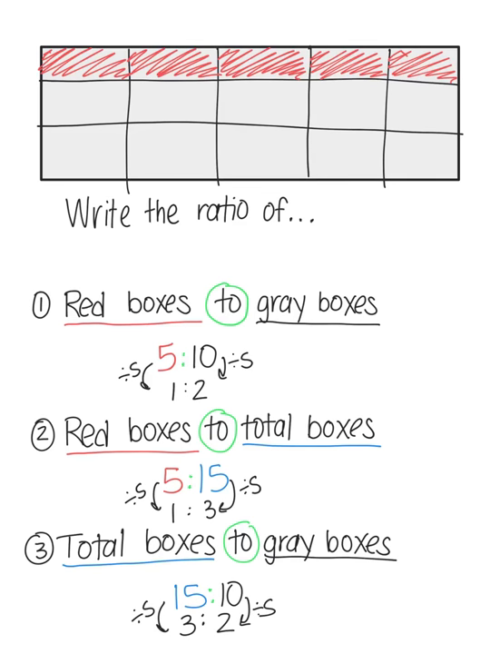These are the 3 answers that you should have gotten. There are 5 red boxes, 10 gray boxes, so I would say 5 to 10. And I can simplify this by dividing both sides by 5 to get 1 to 2. The next one, 5 to 15, or I can simplify to 1 to 3. Then the last one, 15 to 10, or simplified, 3 to 2. If you got any of these wrong, check your work, see where you went wrong, and fix your mistakes.